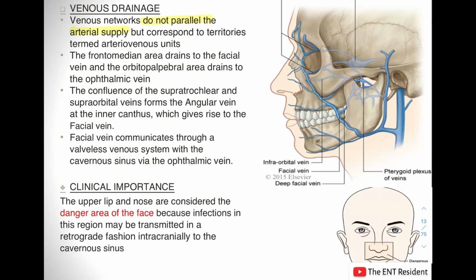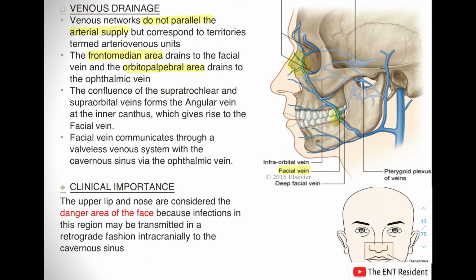So, the territories being the frontomedian area, which drains to the facial vein. As you can see in the picture over here, this itself is the facial vein. And the orbitopalpebral area, which drains to the ophthalmic vein. You'll also see the confluence of the supratrochlear and the supraorbital vein. They form the angular vein at the inner canthus over here, which gives rise to the facial vein. Then the facial vein, through a valveless venous system, the pterygoid venous plexus, communicates with the cavernous sinus via the ophthalmic vein.